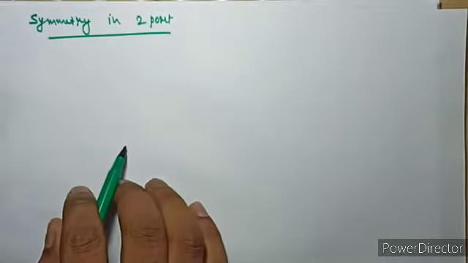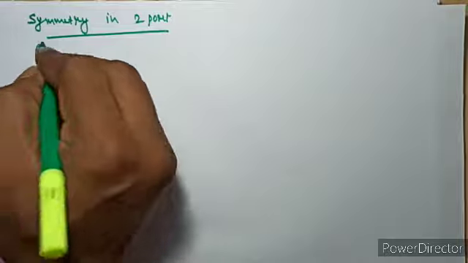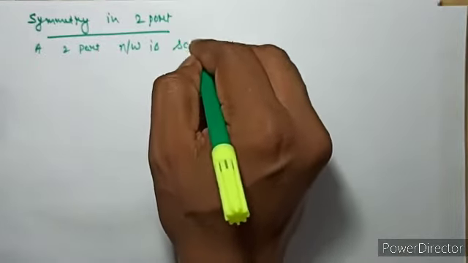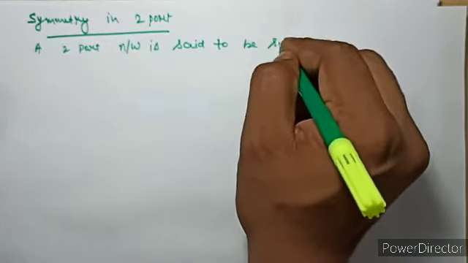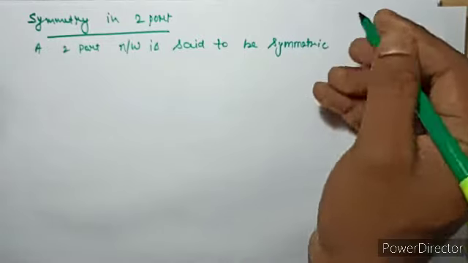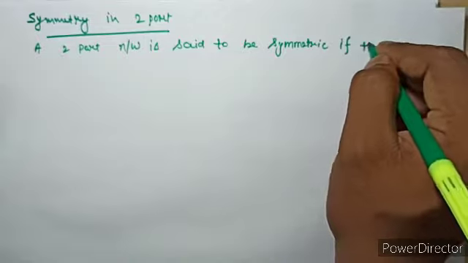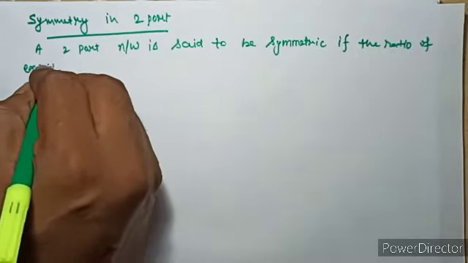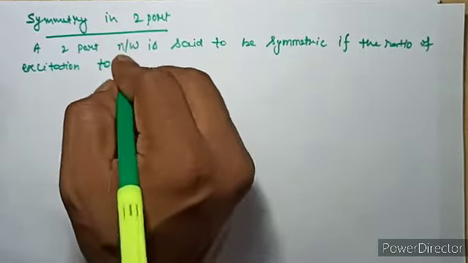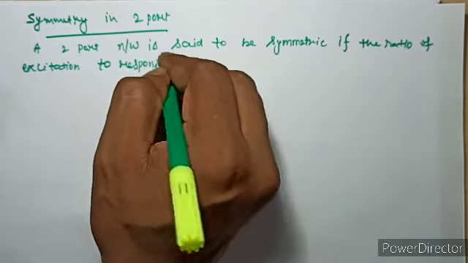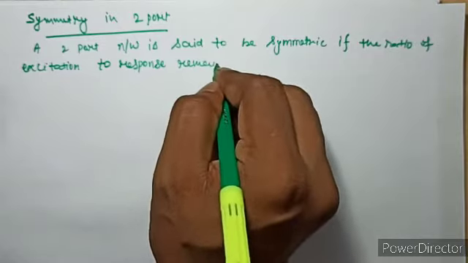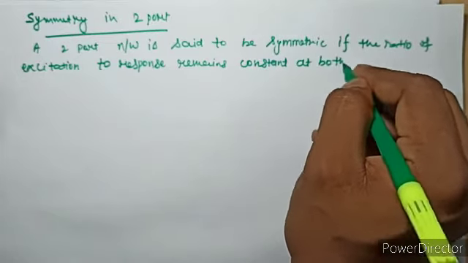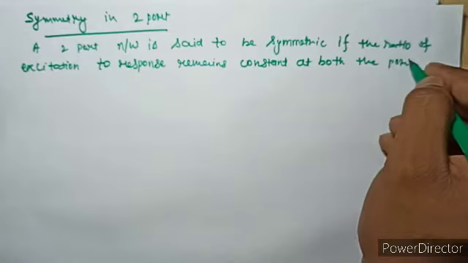Symmetry in two-port, right? A two-port network is said to be symmetric if the ratio of excitation to response remains constant at both the ports, right?